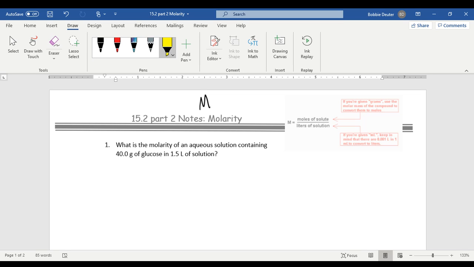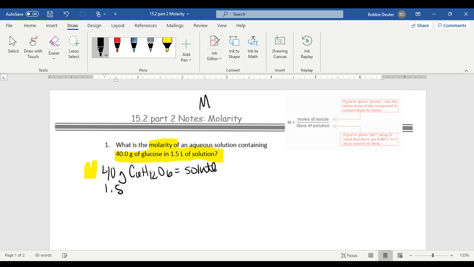So the first thing we need to do is break down what we have. We want to find the molarity of an aqueous solution. Remember, aqueous means dissolved in water. And it's giving us glucose as our solute. So we have 40 grams of glucose, C6H12O6. This is going to be our solute, and it is going to dissolve in a solution and form 1.5 liters of solution. Now, a solution is a combination of solute and solvent. The solvent is not necessarily needed to figure out our molarity of solution.